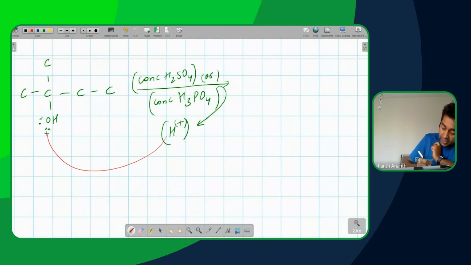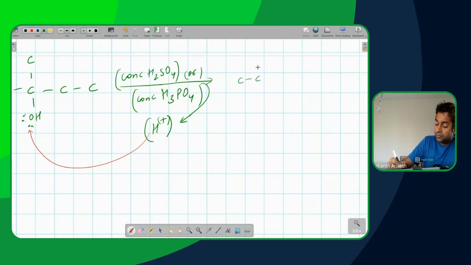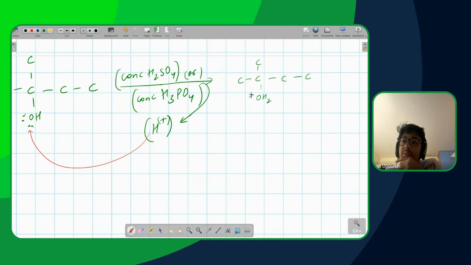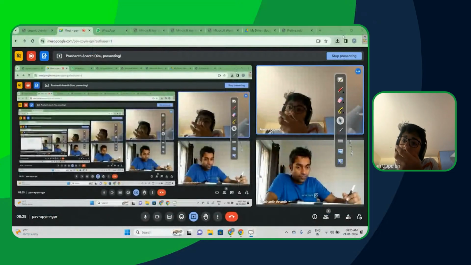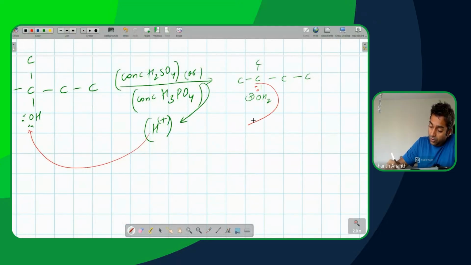H plus comes and attacks here. What happens next? H plus bonds with OH. Then you get OH2 plus. OH2 plus. Okay. Then we remove the water molecule. Good. We remove the water molecule.